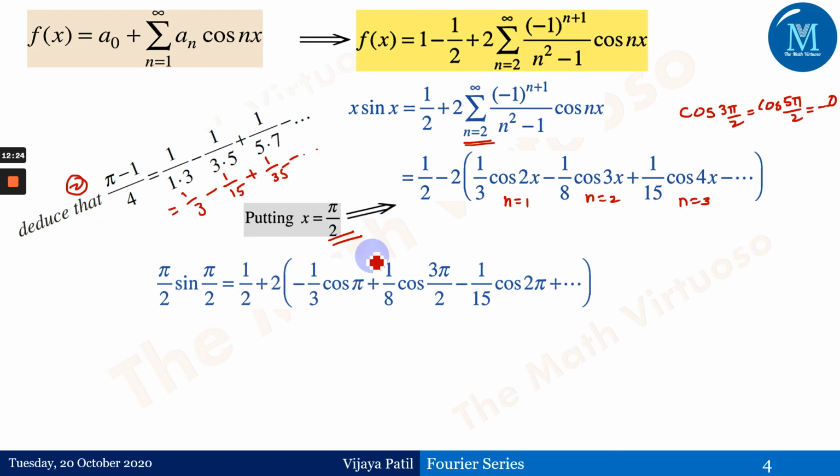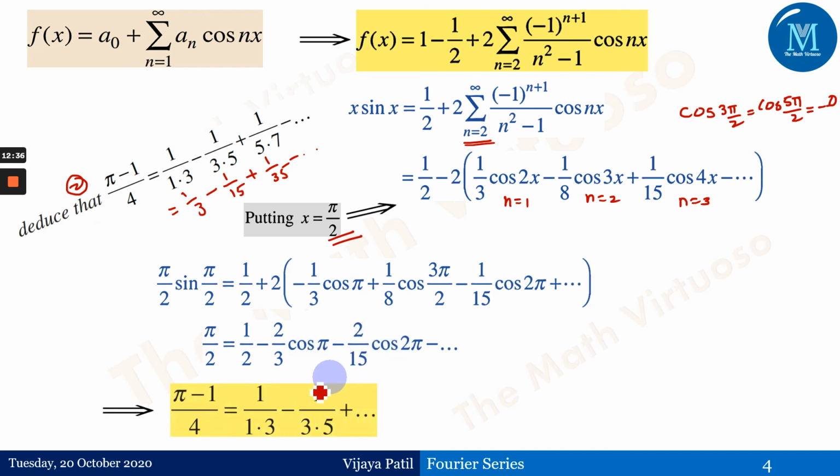So if I am putting x equals to pi by 2 on both sides, we are going to get the values. This is what I was explaining here, and therefore I'm going to get pi by 2 equals to 1 by 2 minus 2 by 3 cos of pi minus 2 upon 15 cos of 2 pi, and therefore after simplifying, cos of pi is equal to minus 1, cos of 2 pi is plus 1. In this way you will be getting these alternate signs. Just take a pause over here and try to get this series on your own in your notebook, so that it will be very clear for you.